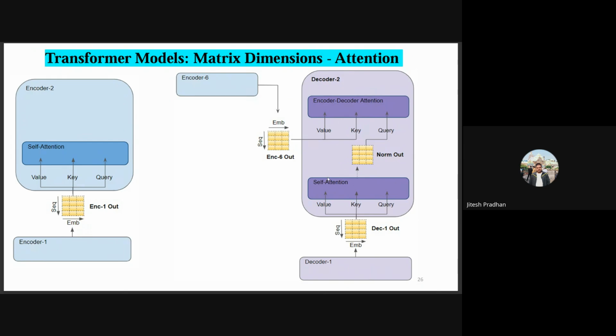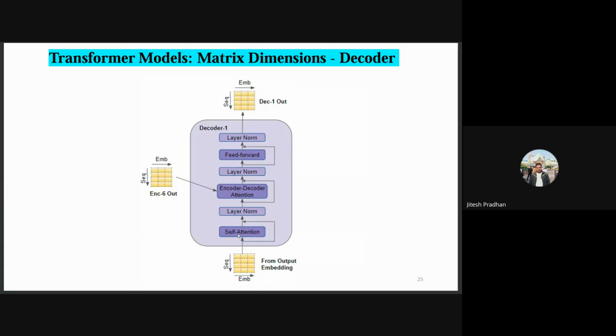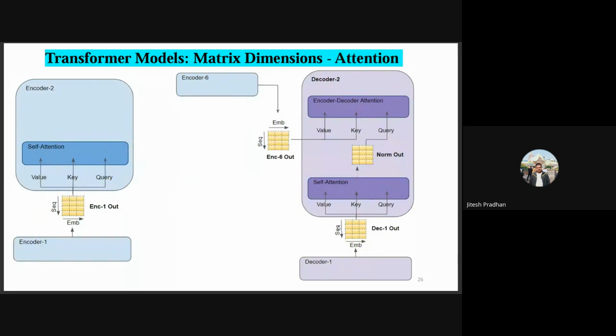Now, during the encoder decoder attention, look there, it's encoder decoder attention. We have two things: a self attention already there, and an encoder decoder attention. We will look at these two because both are present in the same decoder part. So initially it's the decoder out, the decoder one output.